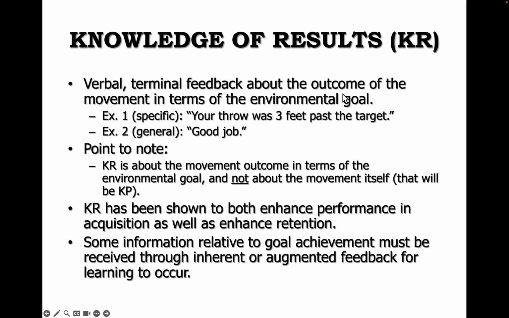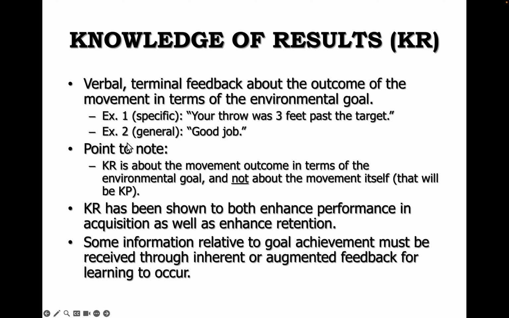First, focusing on knowledge of results. This is terminal feedback given about the movement in terms of the specific environmental goal. Here's one example that's very specific. Let's say knowledge of results feedback given was that your throw was 3 feet past the target. So knowledge of results there is very specific to what the outcome was.